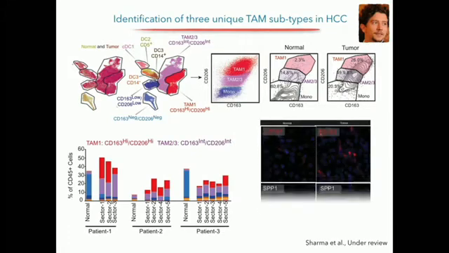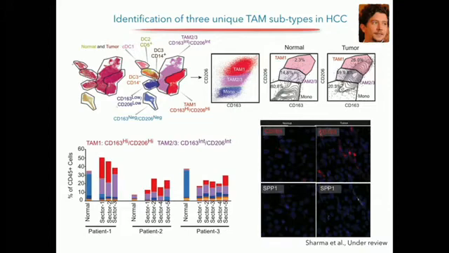Then we did an RNA-FISH experiment to validate that the TAM1 and TAM2 markers are coming from two different populations. If you look at the normal CD163, there are very few CD163 cells, something similar to this, but they increase in tumor.